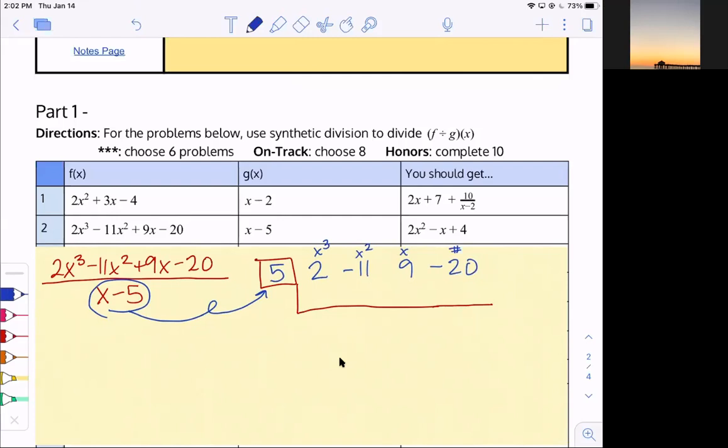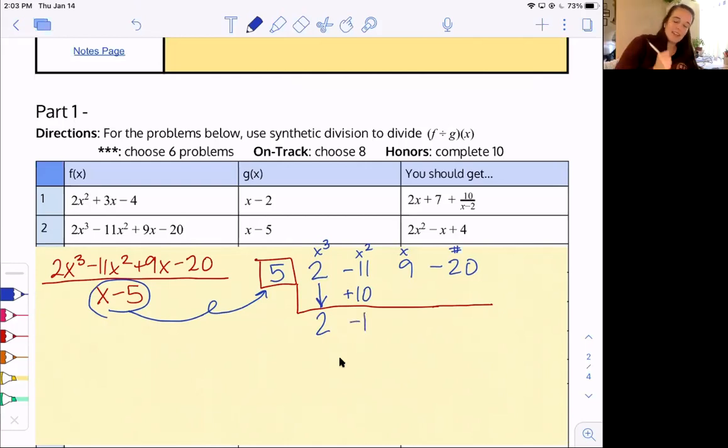Okay. So you set it up perfectly, right? And you made sure that you didn't need any placeholders, like no zeros or anything. So what do we do? Look back at your notes. What do we do very first thing? Drop down the 2. So then you multiply 5 times 2, and then that would be 10. Negative 11 plus 10. And I don't know what that is. Negative 1. There you go.